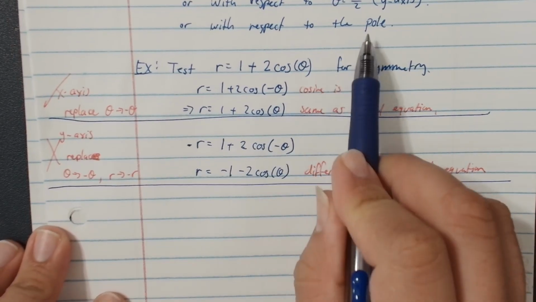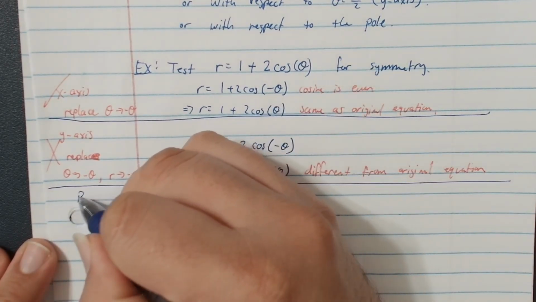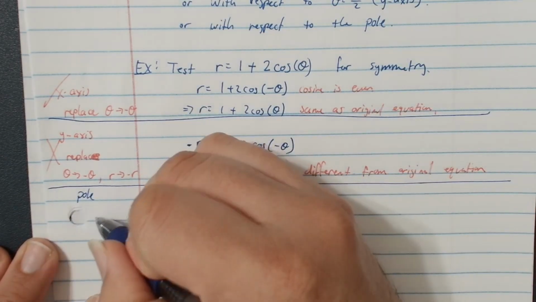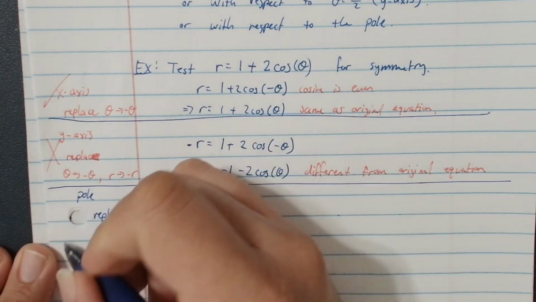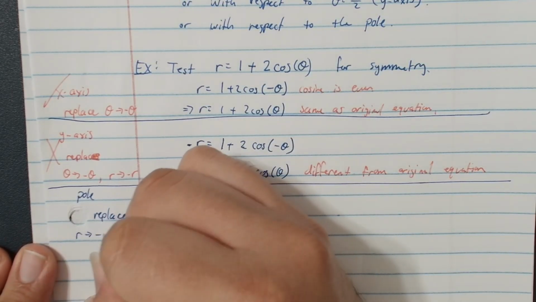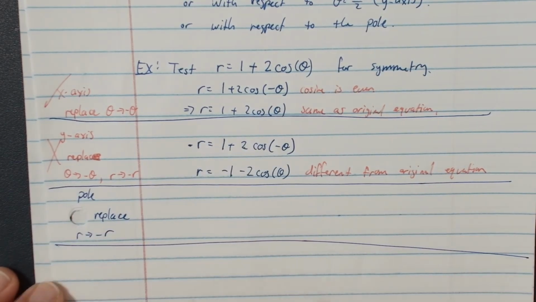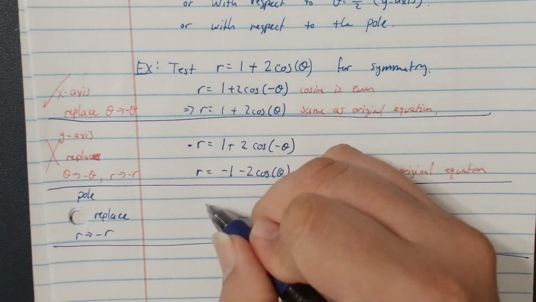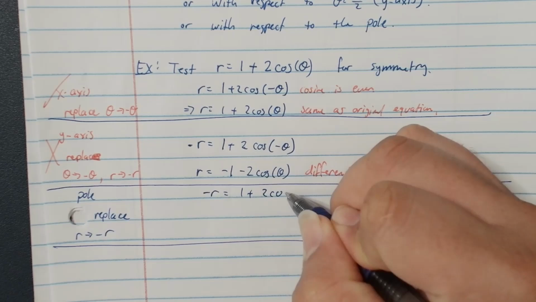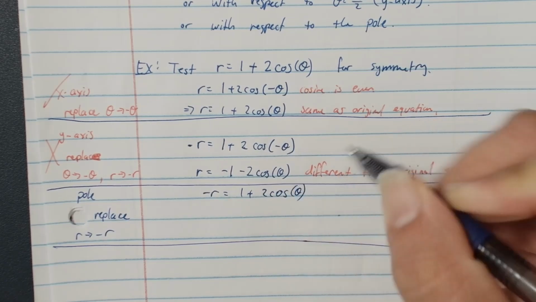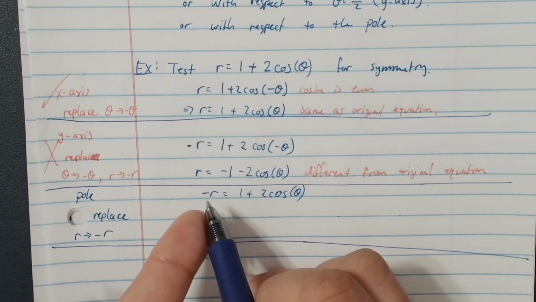The third one is we can be symmetric with respect to the pole. If we replace... my color coding has stopped. Oh well. We're going to replace r with -r. So here we're going to take this r, negate it, and everything else stays the same. And yeah, that's different. There's no reason to get rid of that r.